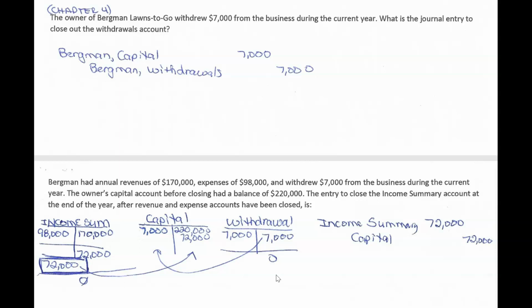Withdrawal account has a normal debit balance. And in order to close it out, we need to credit that account. The withdrawal account gets closed out into the capital account. So we'll debit Bergman Capital $7,000 and credit Bergman Withdrawals $7,000.